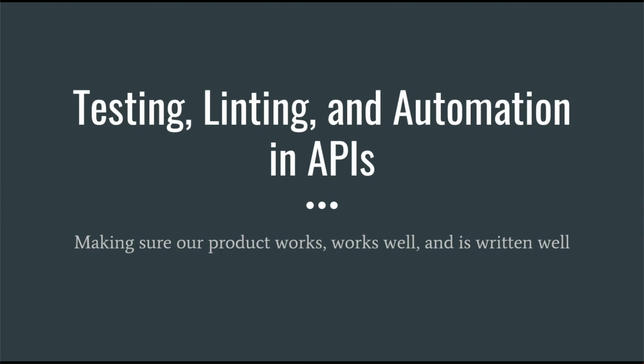Today, I'm going to be talking to you about testing, linting, and automation in APIs. I'll be going over how we use our GitLab pipeline with the Person API to make sure our product works well, and is written well.